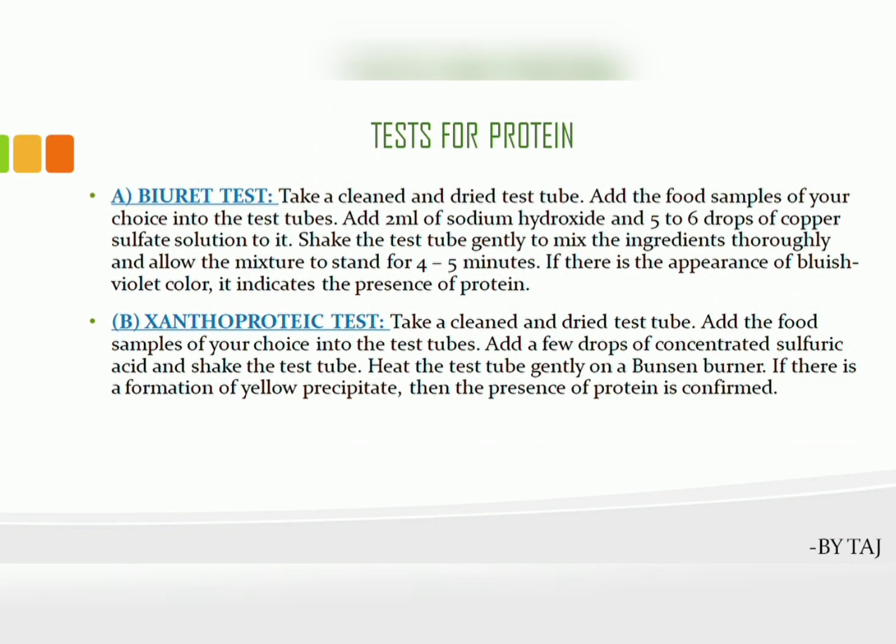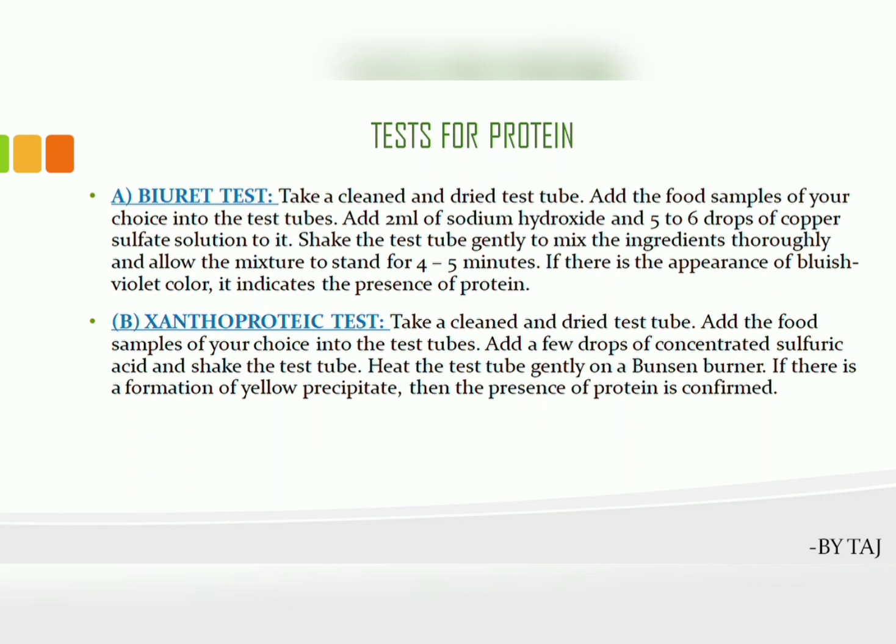Coming to the tests for protein, you have the biuret test, which is very important for HSTR. Take a clean and dry test tube. Add the food sample of your choice into the test tube. Add 2 ml of sodium hydroxide, NaOH, and 5 to 6 drops of copper sulfate solution to it. Shake the test tube gently so the ingredients mix thoroughly, and keep the mixture for 4 to 5 minutes. If a bluish violet color appears, it indicates the presence of protein.